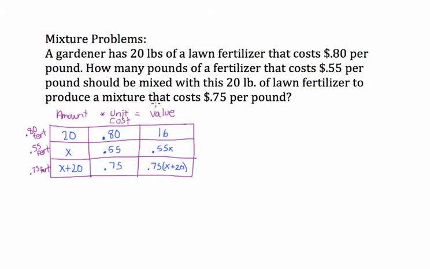That's where the equation comes in. We're going to make an equation out of this column. We know that we're going to add together the 80-cent fertilizer and the 55-cent fertilizer to make the 75-cent fertilizer. So I'm going to add these two values to get this one. So here's what my equation looks like: 16 plus 0.55x, I'm adding these two quantities, is going to equal this quantity.